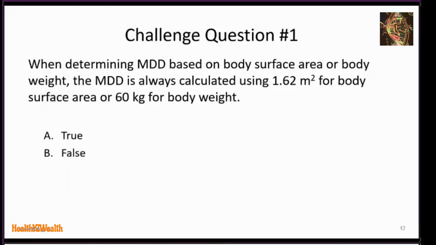Now for our first challenge question. True or false? When determining maximum daily dose based on body surface area or body weight, the maximum daily dose is always calculated using 1.62 meters squared for body surface area or 60 kilograms for body weight. And this statement is false, since 1.62 meters squared or 60 kilograms are not always used to determine maximum daily dose.